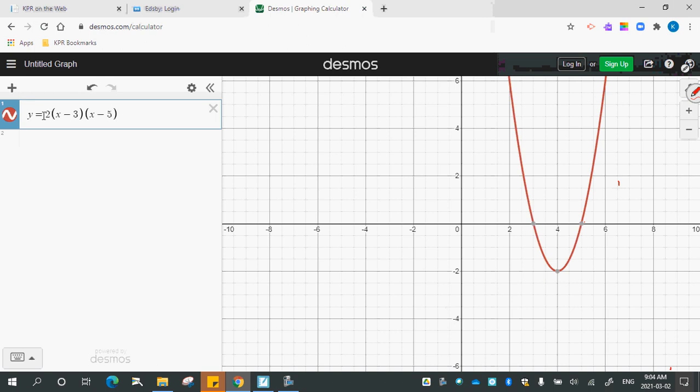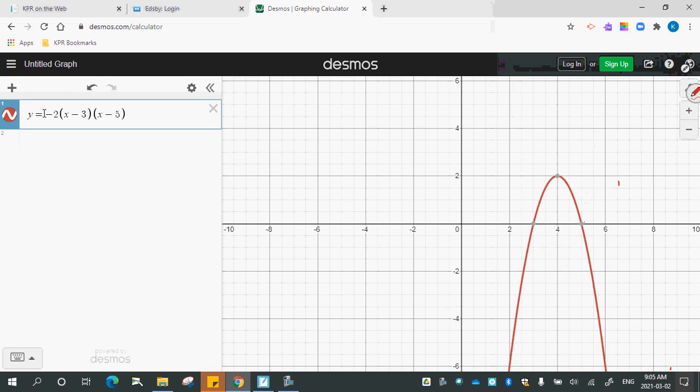What do you think if I change it to a negative 2? It's going to turn upside down? Yep. Okay.